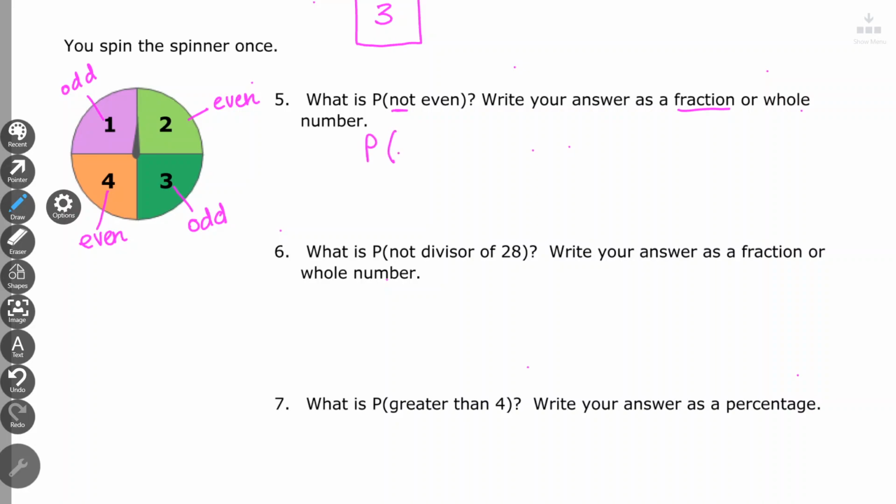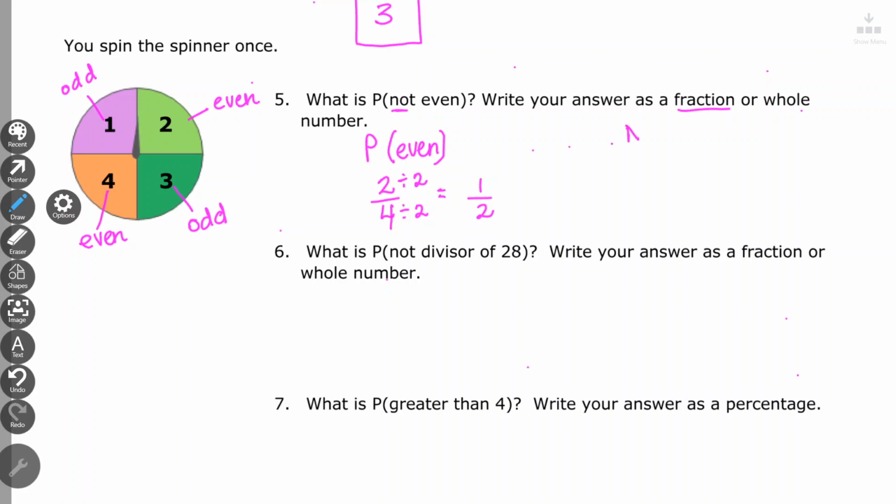So the probability of spinning an even number, that would be 2 because the numbers 2 and 4 are both even. So 2 out of how many sections are on the spinner? That would be 4. Now, remember we can't leave it as 2/4. We must reduce this. We can reduce it by dividing by 2 because both of those are even numbers, so we get 1/2. Now, 1/2 is the probability that it is even, right? So they wanted not even.